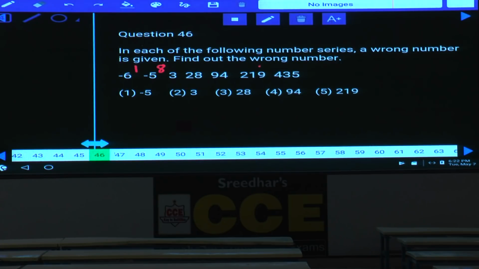What is the difference here? 216. 1 is there, 8 is there, 216 is there. That means the numbers are perfect cubes. If it is 265, this must be 125. Here it must be 64. Here it must be 27.